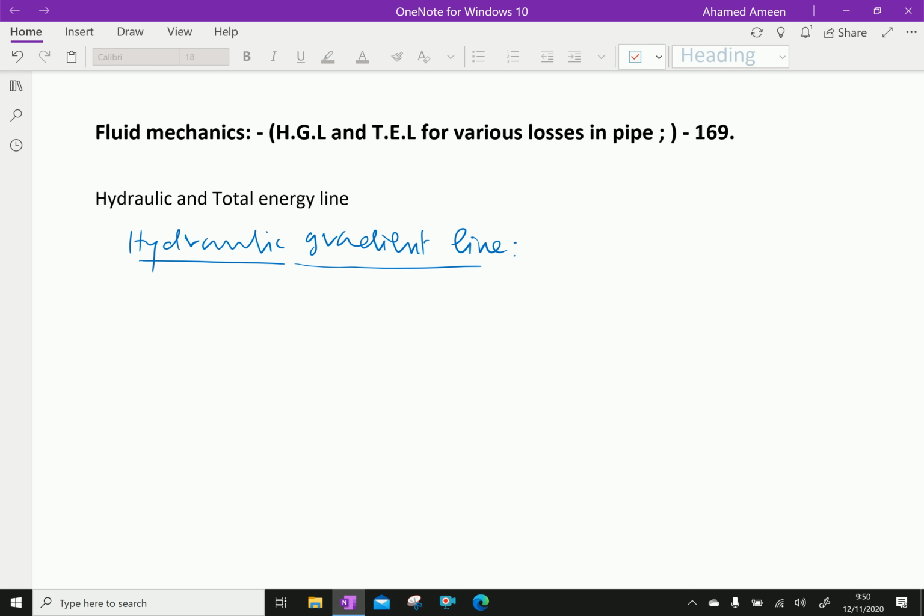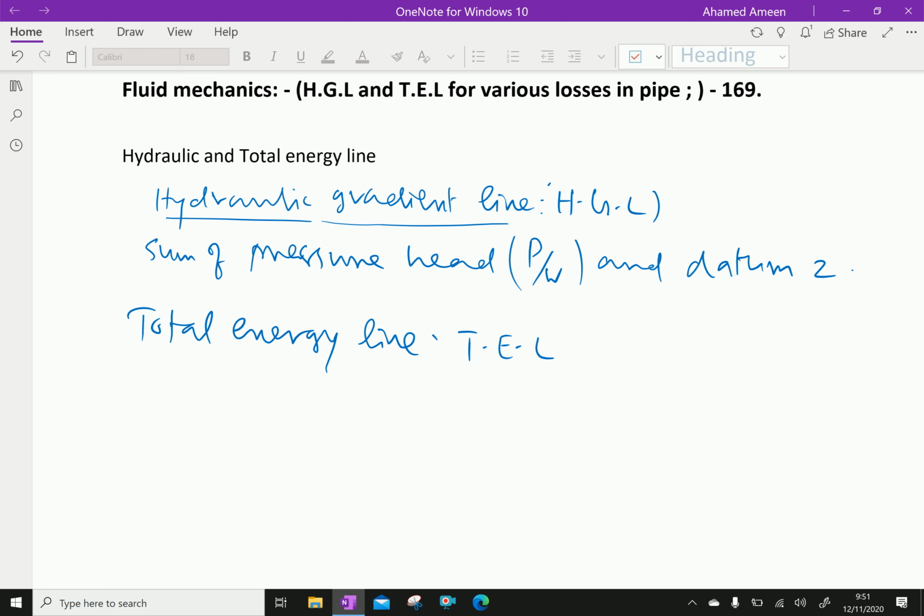Now the total energy line, that is TEL. It is defined as the line which gives the sum of pressure head, datum head and kinetic head of the flowing fluid in a pipe with respect to some reference line.